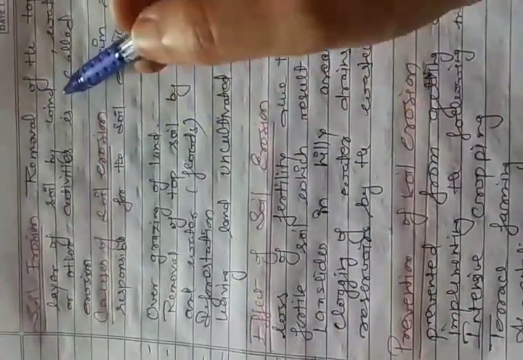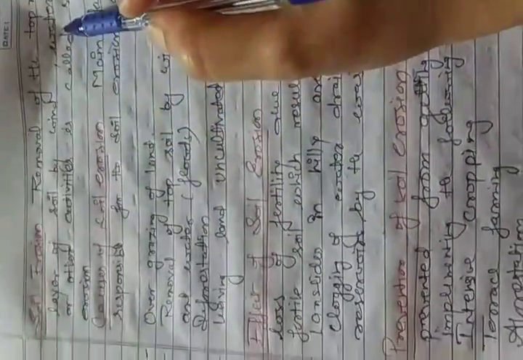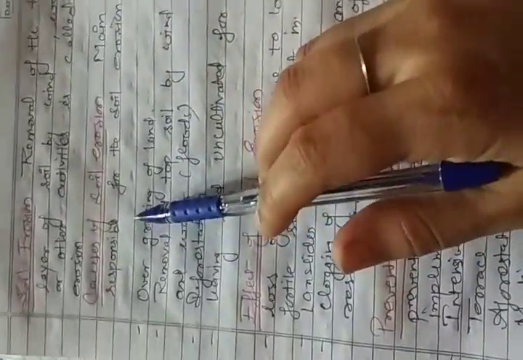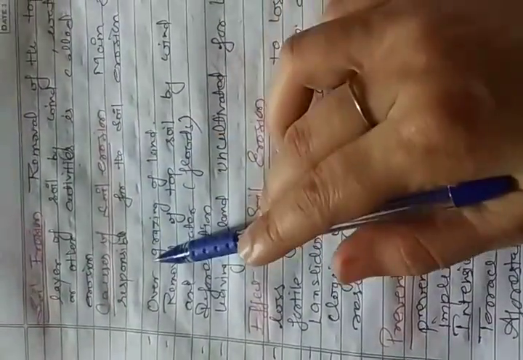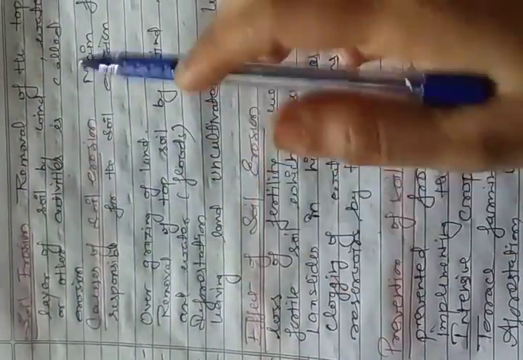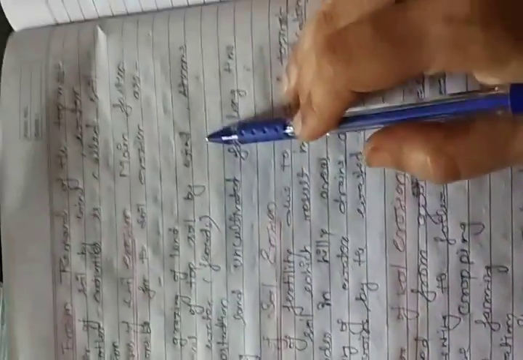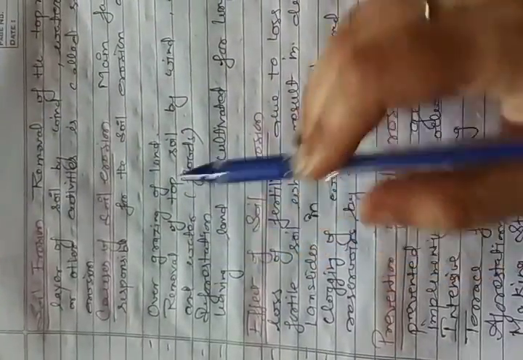Okay, so how does it get removed? By wind, water or other activities is called soil erosion. Causes of soil erosion. The main factors responsible for soil erosion are overgrazing of land by animals and removal of topsoil by wind, because topsoil contains humus which makes the soil fertile. So topsoil is removed by wind, storms and water floods.